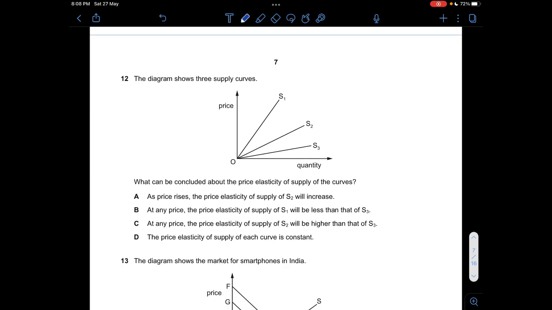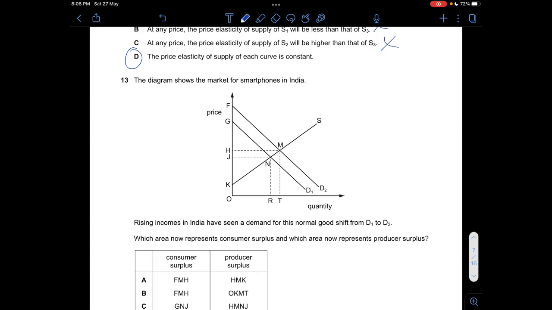Question 12, the diagram shows three supply curves, and what can be concluded about the PES of these curves? All these curves have PES equal to 1 because they all start from 0. So A says as price rises, the price elasticity of supply of S2 will increase, which is wrong. B says at any price, the price elasticity of supply of S1 will be less than that of S3, which is wrong. And C says at any price, the price elasticity of supply for S2 will be higher than that of S3, which is wrong. So the answer is D, the price elasticity of supply of each curve is constant.